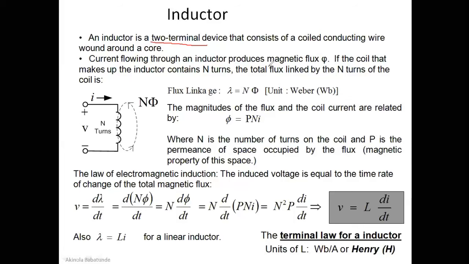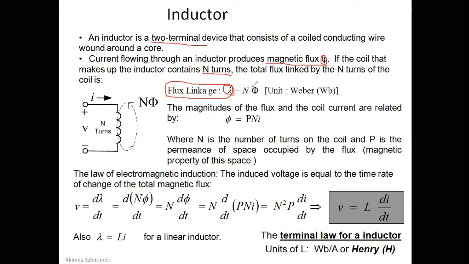Current flowing through an inductor produces magnetic flux. So this is magnetic flux. This is important. Current flowing through this inductor produces magnetic flux. If the coil that makes up the inductor contains n turns, that's the number of times the coil is turned around the core, the total flux linked by n turns of the coil is given as the flux linkage. So you can see how many symbols we have talked about now. We've talked about the flux linkage, this is lambda. We've talked about the magnetic flux, which looks like phi. We have talked about n, which is the number of turns. So pay attention to that.